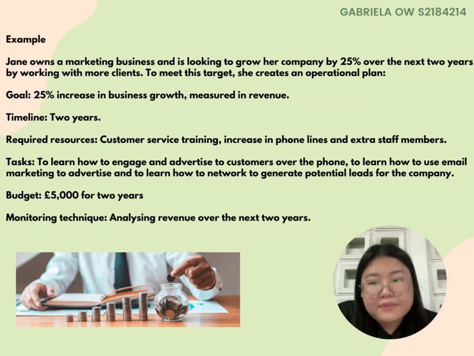In the example, Jen owns a marketing business and is looking to grow her company by 25% over the next 2 years by working with more clients. To meet this target, she creates an operational plan. So the goal is a 25% increase in business growth measured in revenue. The timeline is 2 years. The required resources are customer service training, an increase in fullness, and extra staff members.